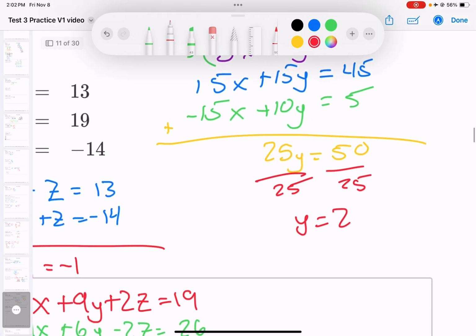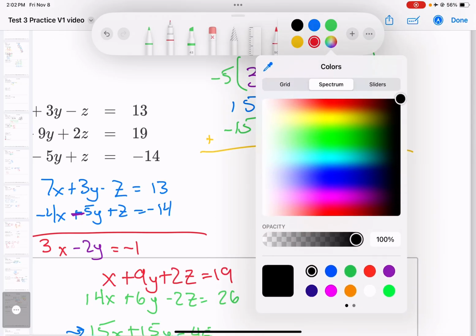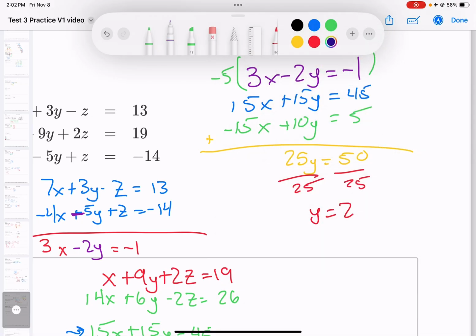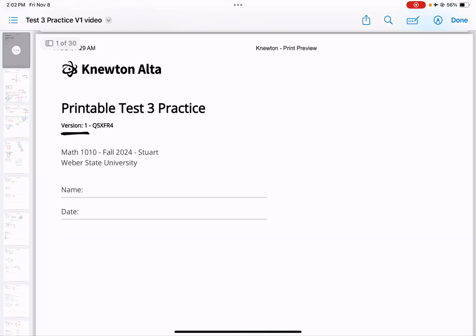Okay, so now I'm going to take that and I'm going to plug it back in. Let's use this purple one. We'll do it in blue. So we got 3x minus 2 times 2 equals negative 1. 3x minus 4 equals negative 1, plus 4 plus 4. 3x equals 3. Divided by 3. X equals 1. Woo!